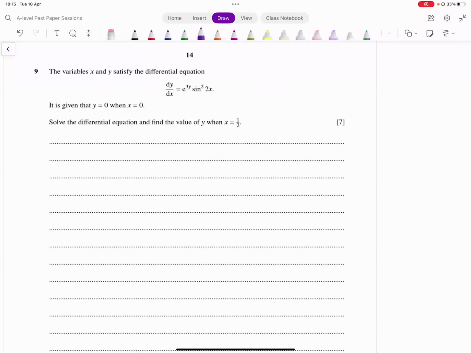It says dy over dx equals this. It is given that y equals 0 when x equals 0.